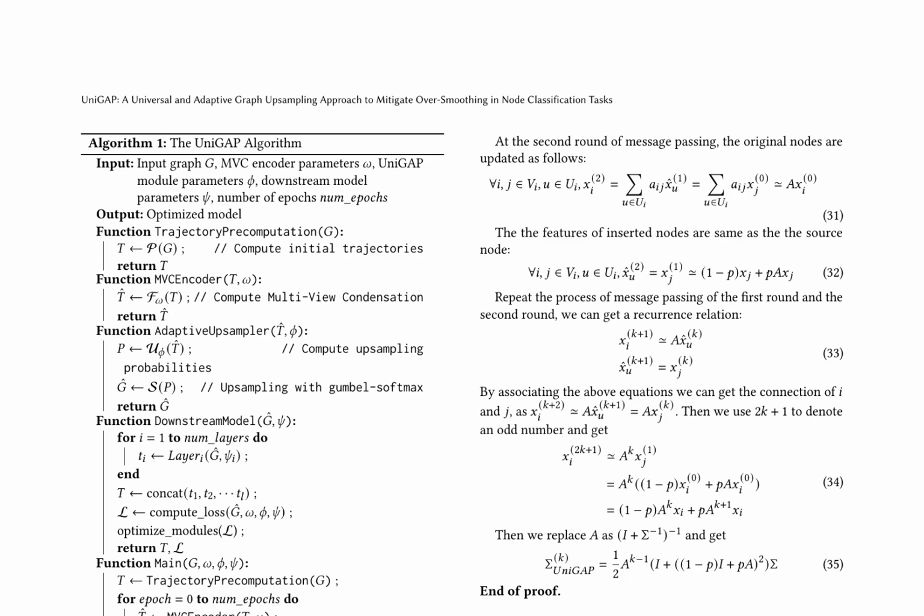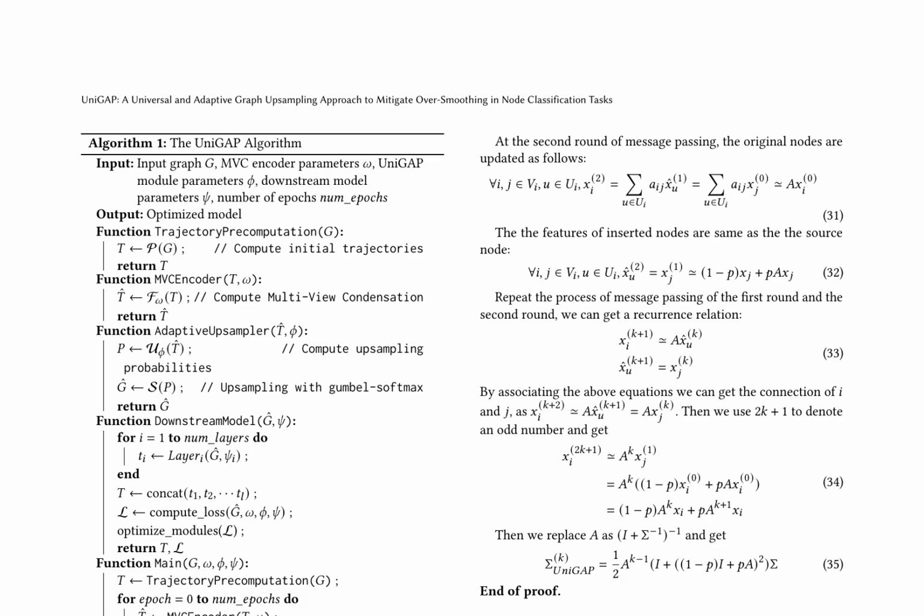Here is a combined summary of the 2 pages. The UniGAP algorithm is a universal and adaptive graph upsampling approach designed to mitigate oversmoothing in node classification tasks. The algorithm consists of 4 main functions: trajectory precomputation, MVC encoder, adaptive upsampler, and downstream model. The trajectory precomputation function computes initial node trajectories, which are then condensed into multiview representations using the MVC encoder function.